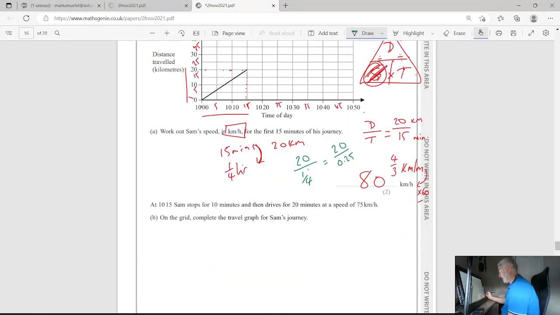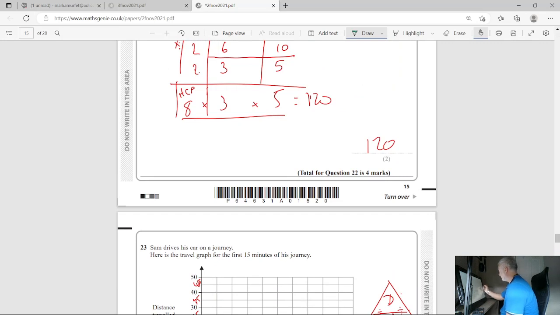Right, question B. Again, it relates to the same graph. At 10:15, Sam stops for 10 minutes. So he stopped. He's not going any distance at all for 10 minutes. 5, 10. So there he has stopped. Next. He then drives for 20 minutes at a speed of 75 kilometers an hour. On the grid, show his journey. Well, if he's going 75 kilometers an hour, it doesn't say he returns home. It just says he drives.